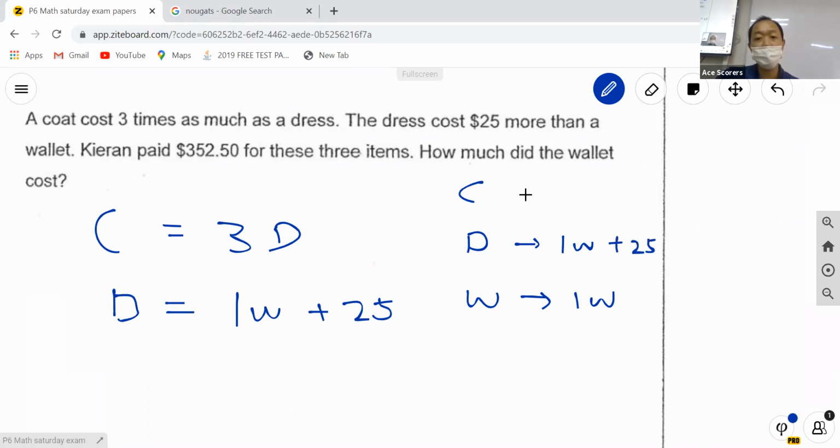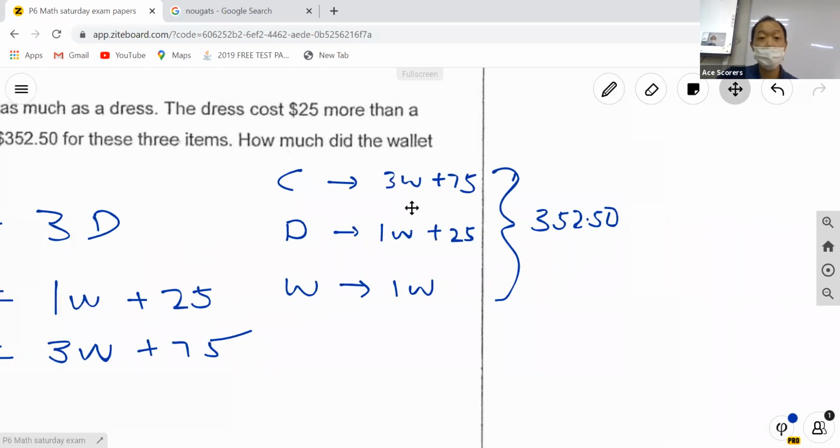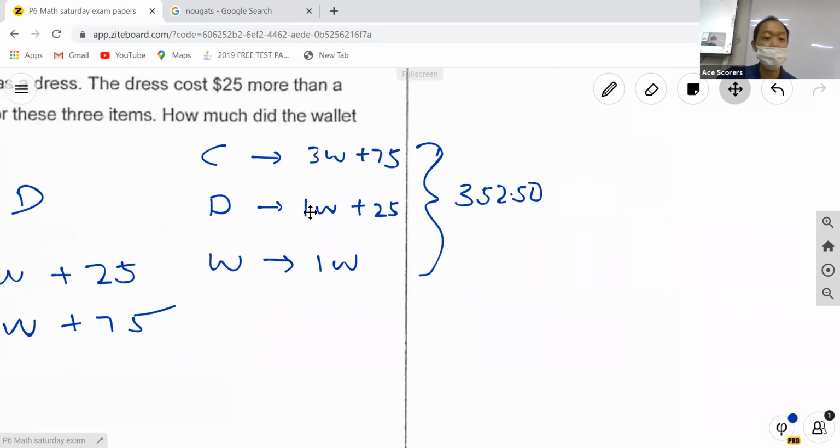Now I want everything to be W. So 1D is 1W plus 35. How about 3D? Very good. 3W plus 75. So this is 3W plus 75. Now the entire thing, let's do a curly bracket, is 352.50, right?